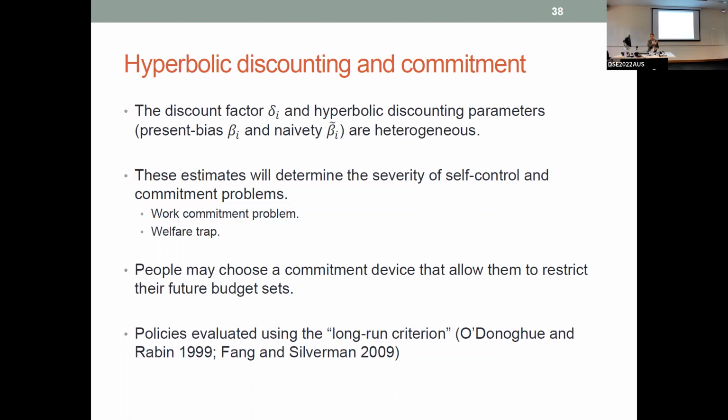And the estimated model will compute the proportion of the sample that prefers the sanction regime over no sanctions. And the policies are evaluated using the long-run criterion, which is just the long-run expected value function.